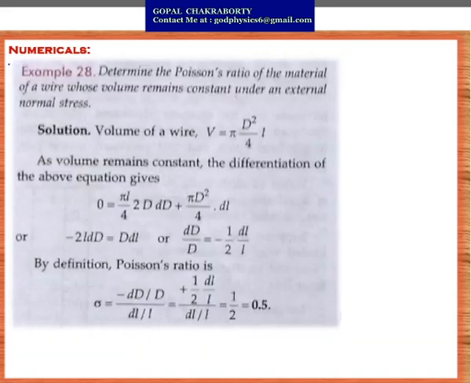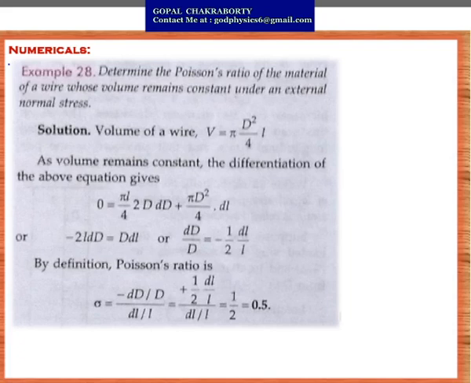Now another numerical: determine the Poisson's ratio of the material of a wire whose volume remains constant under an external normal stress. The volume of the wire equals pi d square by 4 into L. As you know, the volume is pi r square h. Here d is the diameter and L is the length. As the volume remains constant, differentiating the above equation gives 0 equals pi L by 4 into 2D dD, plus pi d square by 4 into dL.